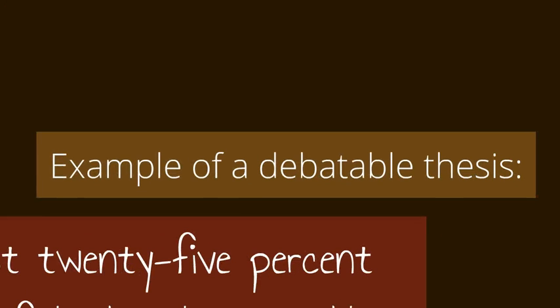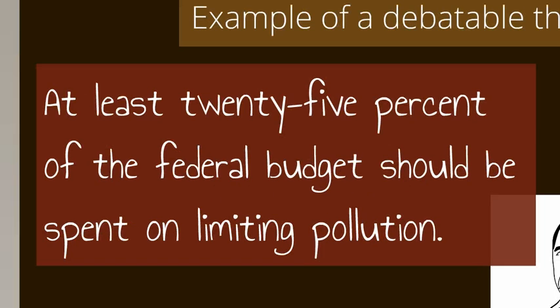So, what does a debatable thesis look like? Let's take the same idea about pollution and let's find where we can make it a debate. At least 25% of the federal budget should be spent on limiting pollution. Now, while we all agree that pollution's a bad thing, I think we would find a lot of people that disagree on whether or not we should take a fourth of our federal budget, a fourth of the money our government has, and spend that on limiting pollution. I think a lot of people would think that that's way too much money to spend on that. This is debatable.